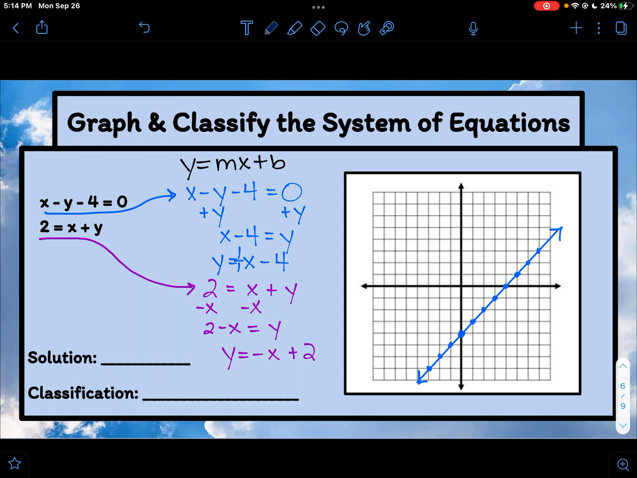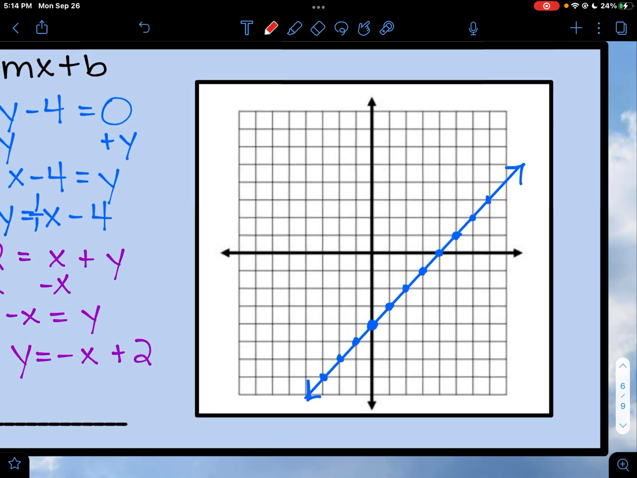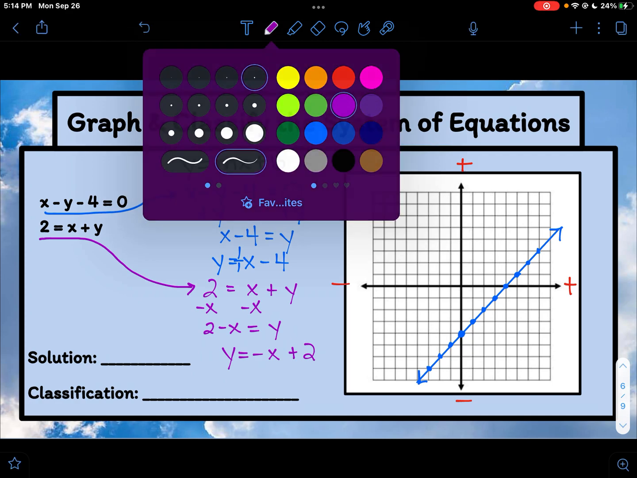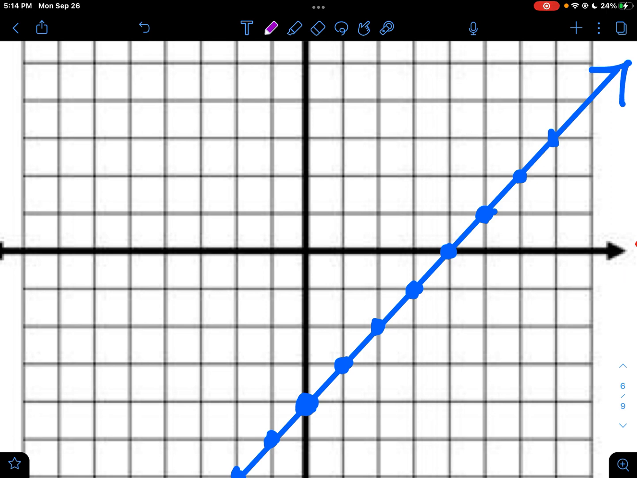Now let's look at the purple line. Oh, one thing I was going to mention. Remember, this direction is positive, this direction is positive, this direction is negative, this direction is negative. Sometimes it's a good idea to write that on your graph. Okay, so negative x plus 2, I'm going to go up to 2. Then I'm going to go down 1 over 1. It's a negative slope line, so it should point to the left.